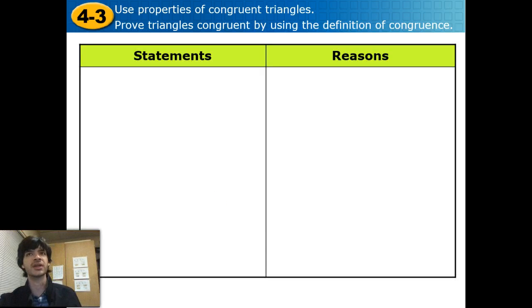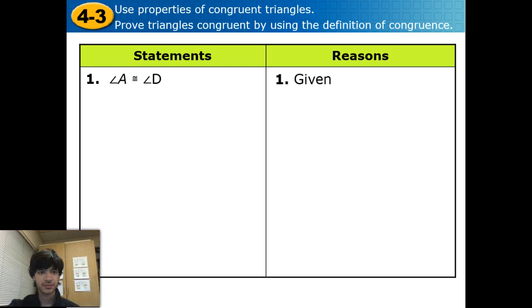Now if we're looking at this thing, we definitely should always start with our given: that we have angle A is congruent to angle D. That's a good place to start. One of our angles is congruent.